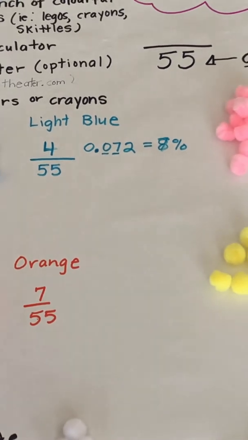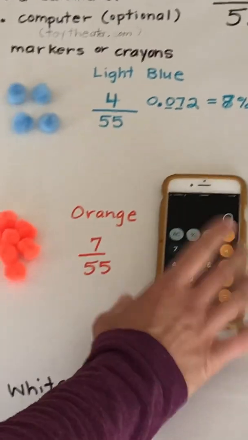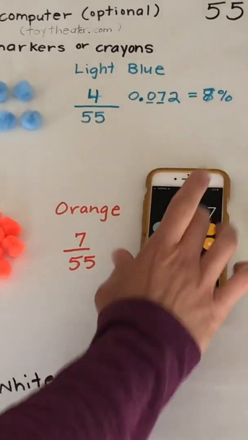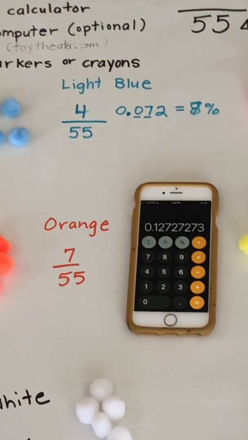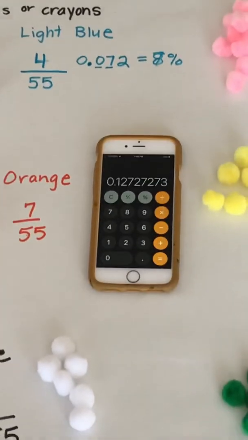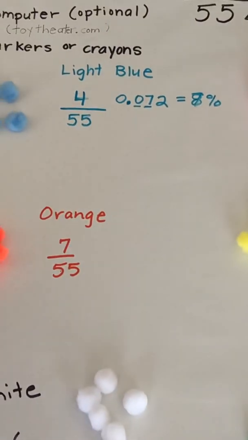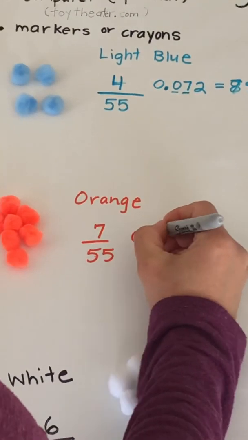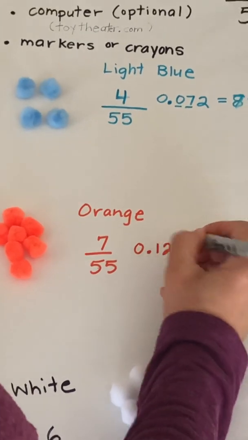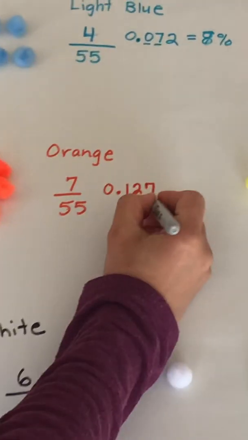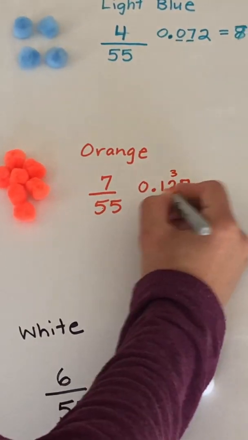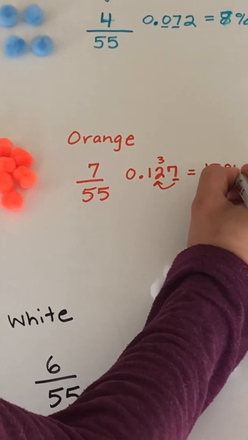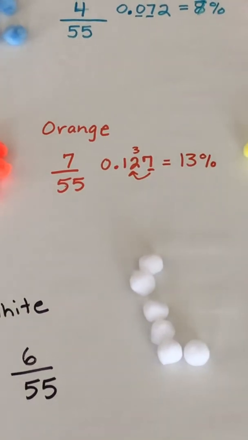Okay, so orange, 7 divided by 55 equals, so you can see it's 0.127. This is higher than a 5, so we're going to bump that up to a 3. So it's actually going to become 13% of the pom-poms are orange.